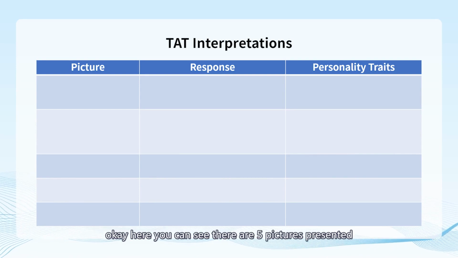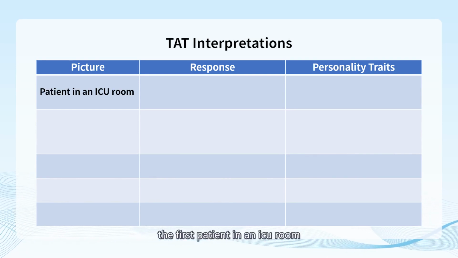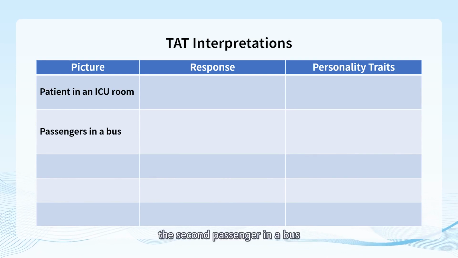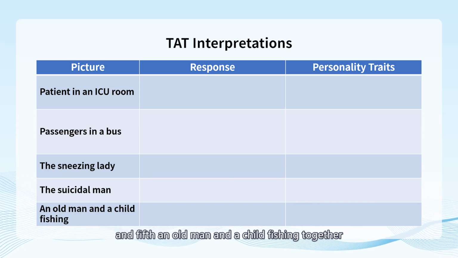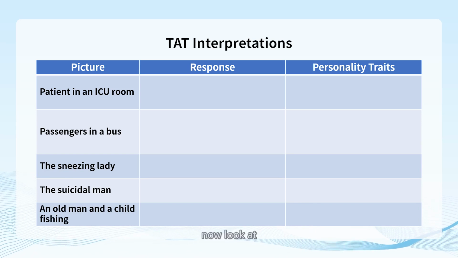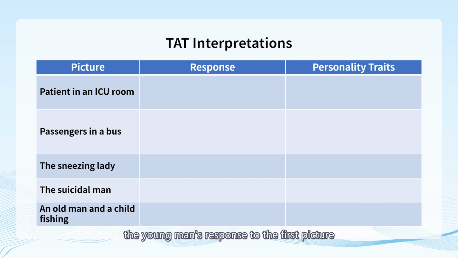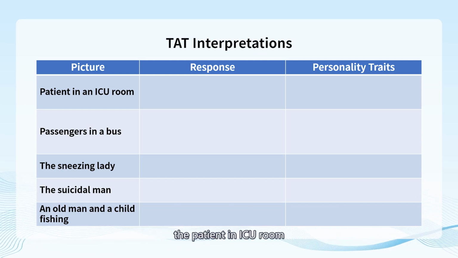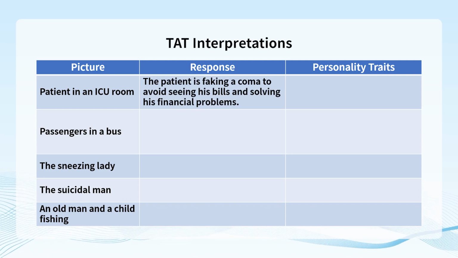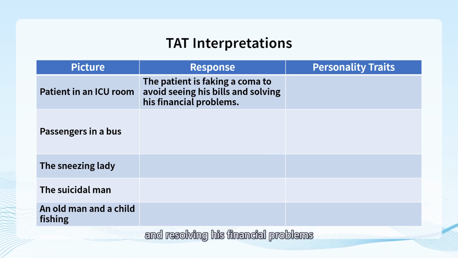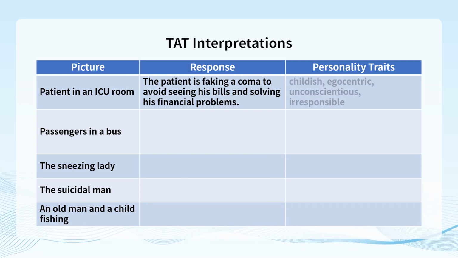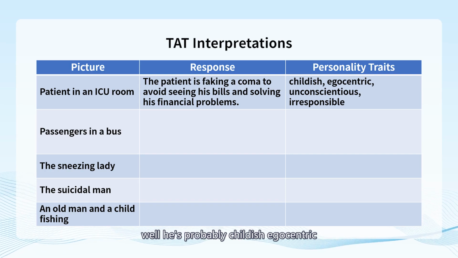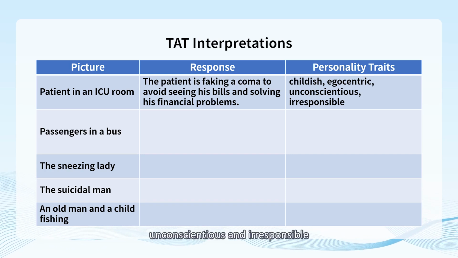Here you can see there are 5 pictures presented. The first, patient in the ICU room. The second, passenger in a bus. The third is sneezing lady. The fourth is suicidal man. And the fifth is an old man and a child fishing together. Now look at the young man's response to the first picture, the patient in the ICU room. The patient is faking a coma to avoid seeing his bills and resolving his financial problems. What does it reflect about his personality? Well, he's probably childish, egocentric, unconscientious, and irresponsible.